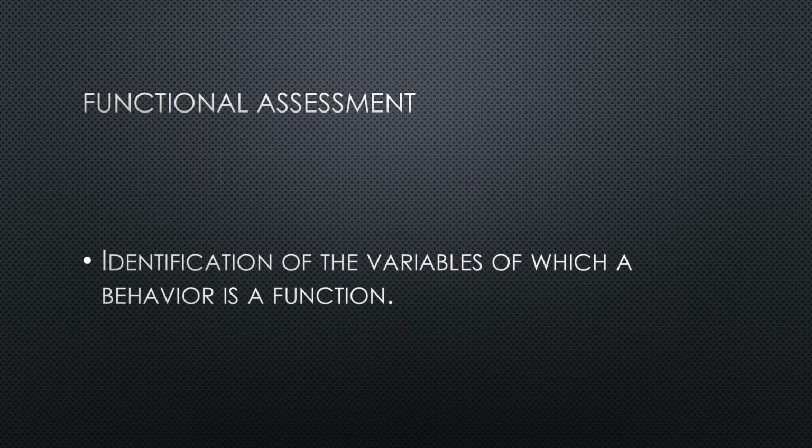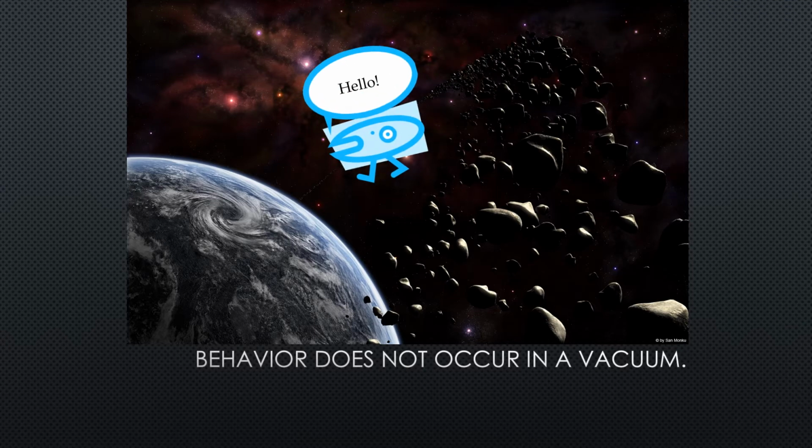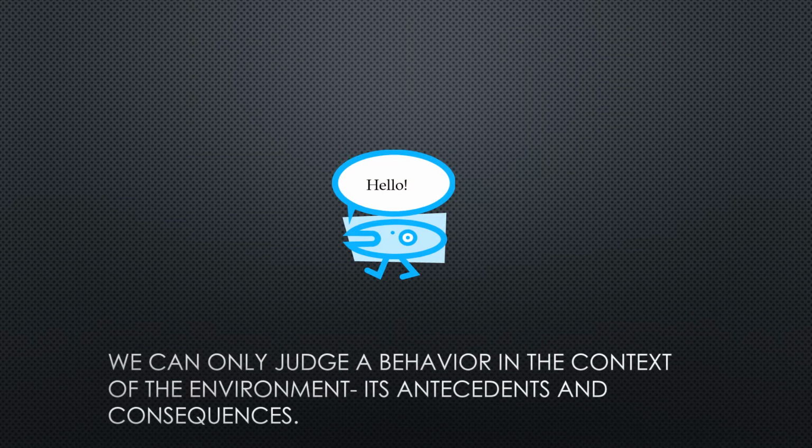Of course, it often comes down to a functional assessment, identification of the variables of which the behavior is a function. That is, identifying antecedents and consequences that evoke, occasion, and maintain a response. Behavior does not occur in a vacuum, so we can't determine its function just by looking at the behavior alone. We can only assess function by analyzing the behavior in the context of environmental variables.